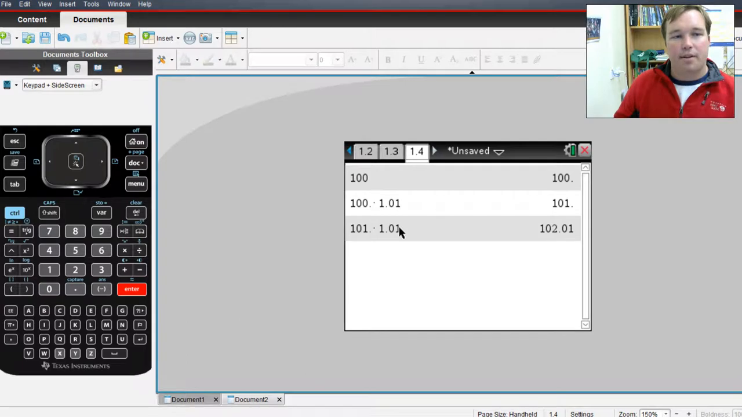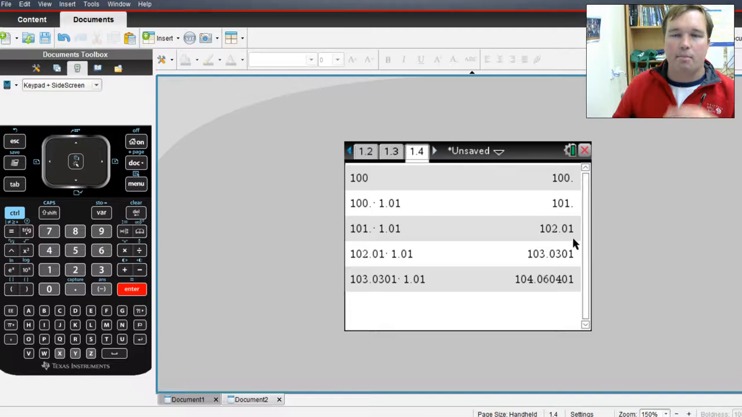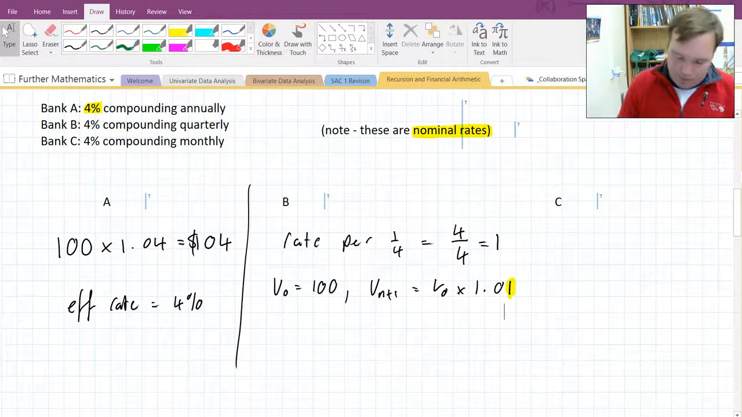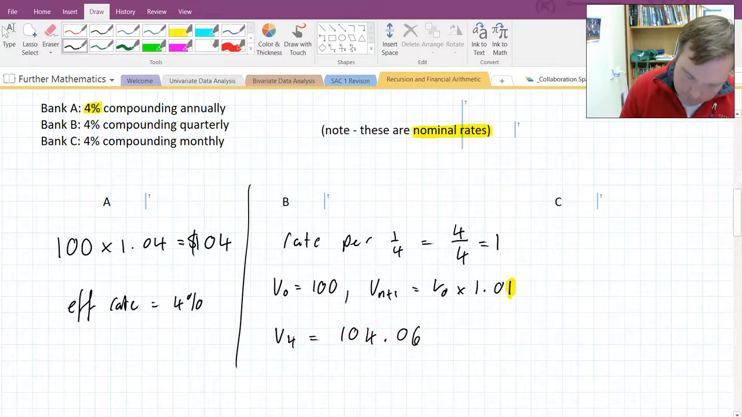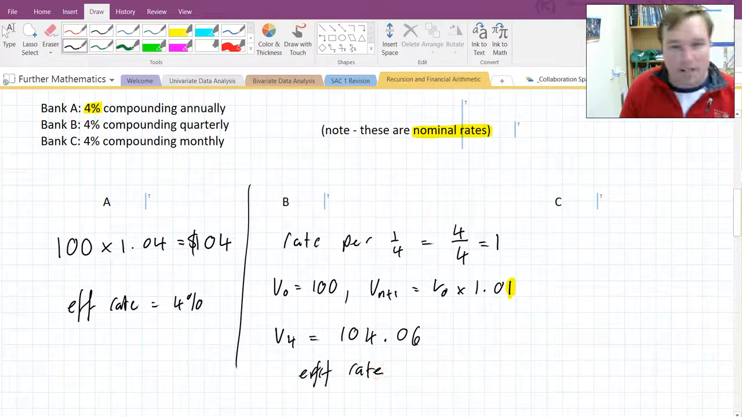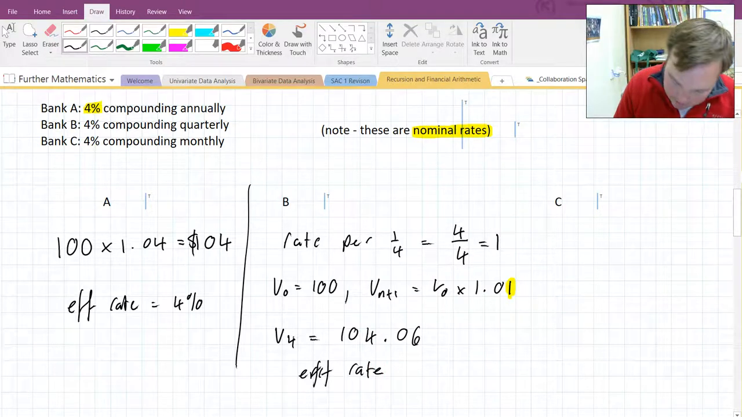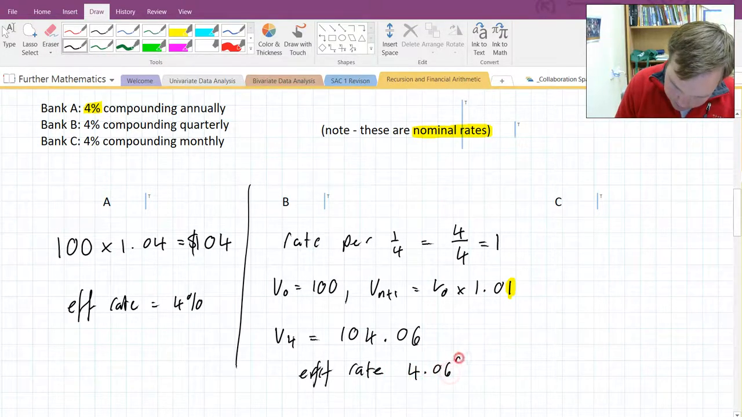At the end of the second quarter, we've been charged interest again, but now it's slightly more, and more, and more. So that at the end of the year, we are having to pay back $104.06. Doesn't sound like the end of the world. So that's what we actually owe. So V4 is equal to $104.06. This means the effective rate, remember the effective rate is the amount we've actually increased by in the year, is 4.06%.